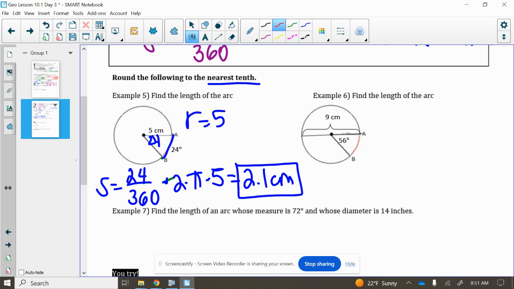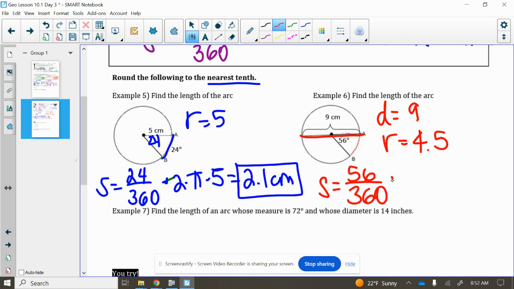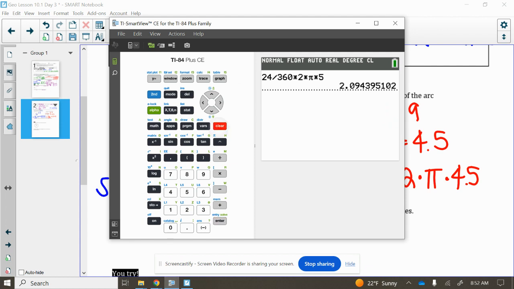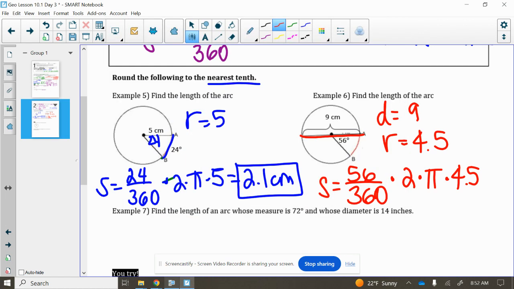On the second one, notice they actually start by giving us the diameter length is 9. So our radius is going to be half of that, 4.5. The central angle measure this time is 56 degrees. So this time we type in 56 divided by 360 times 2 times pi times your radius. This time we get about 4.4 centimeters as our final answer.